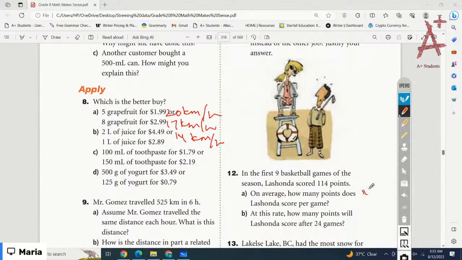For part A, you have to do 114 over 9. So that means 12.6 is the average score, right? At this average score, how many points will Lashonda score for 24 games? So just multiply 12.6 times 24, because in one game he will score 12.6, right? So for the 24 games, you have to multiply the score of one game by 24. You have to do 24 times 12.6, and that equals 300 something, 304 points, right?